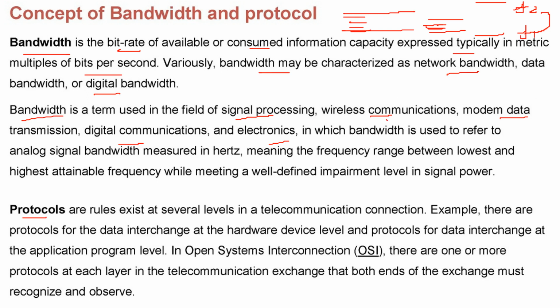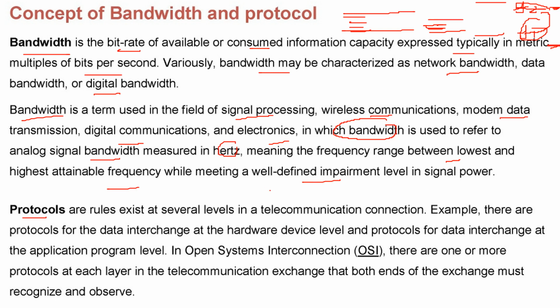Specifically, bandwidth here refers to analog signal bandwidth measured in hertz. That is why I talked about frequency, meaning the frequency range between the lowest and the highest attainable frequency while meeting a well defined impairment level in signal power, that is SNR, signal to noise ratio. Then we have protocols.